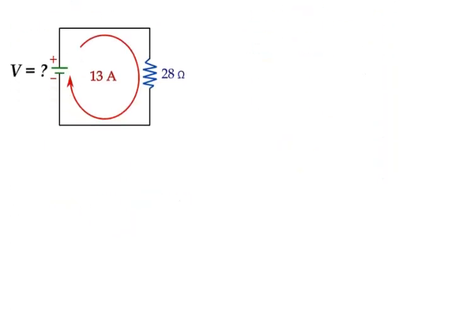Next. Okay, this is another circuit. In this circuit, we know the current, so we're not looking for the current, 13 amperes. We know the resistance, which is 28 ohms, and we're looking for the voltage. How do we find the voltage?